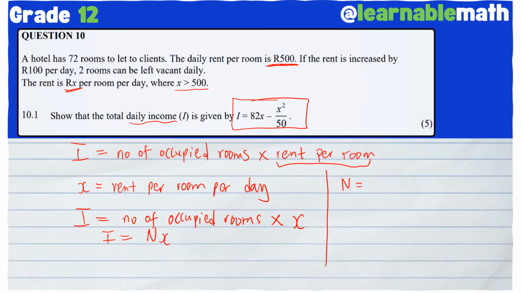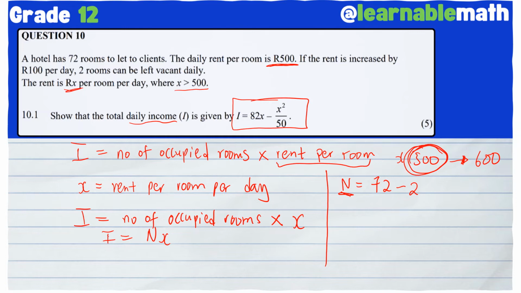And that is what is quite tricky in this question, to get that expression, because there's something happening here: when you increase that rent by 100 rand, you'll have 2 rooms that will be vacant, right? So if the rent is actually 500, we do know that the number of occupied rooms will be 72. Okay, but the moment this x, which is the rent per room, is increased by 100 rand, when it goes to maybe 600, what happens? This number of rooms then decreases by 2.